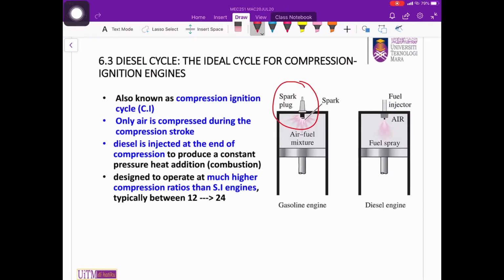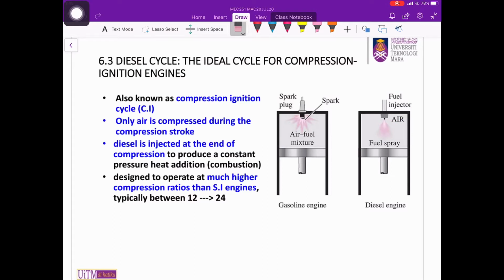And instead of having a spark plug for ignition, diesel will be injected into the compressed air at the end of compression when the piston reaches top dead center, and the reaction will create combustion and drive the piston downwards. Thus, this combustion process is similar to constant pressure heat addition.